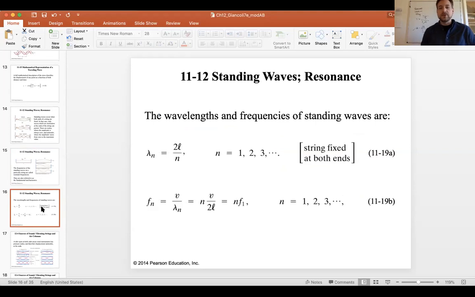So we get a pattern of wavelengths and frequencies. 2L, L being the length of the string, divided by N, where N is the number of the frequency we're talking about, the number of the harmonic. 1 for the fundamental, 2 for the first overtone, and so on. Here again, the speed divided by that wavelength, and we can plug in that expression, and we end up with the integer of the harmonic number times the frequency of the fundamental.